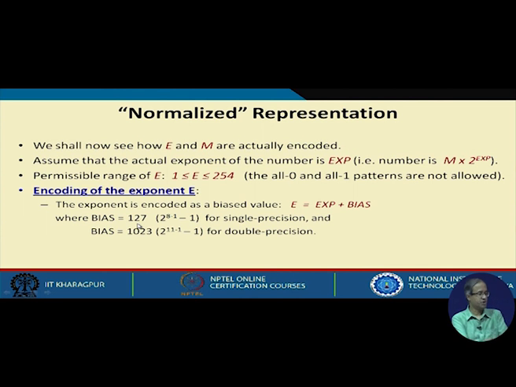So, the bias is 127 for single precision and it is 2 to the power 11 minus 1, which is 1023, for double precision, because in double precision we have 11 bits for the exponent.